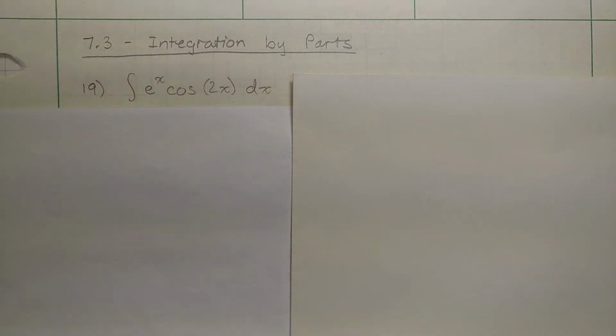So we have this integral here. We have e to the x cosine of 2x dx. And we notice that this is one of those where a trig function or an exponential function, either one can be a choice for your u and either one can be a choice for your dv. The key is whatever you pick for your u, you are going to have to differentiate. Whatever you pick for your dv, you will have to integrate.